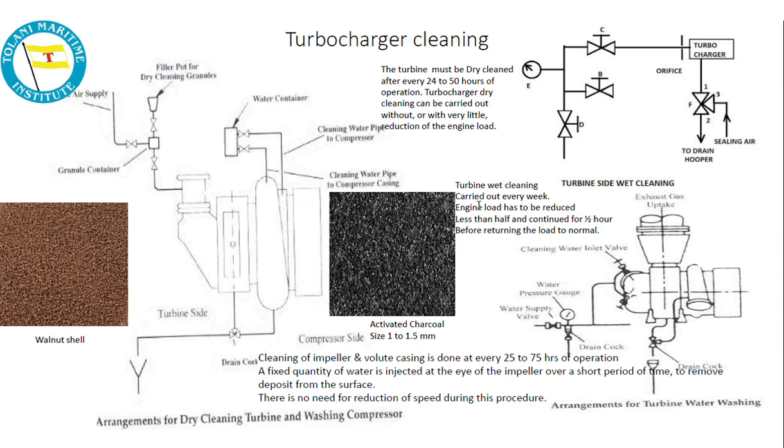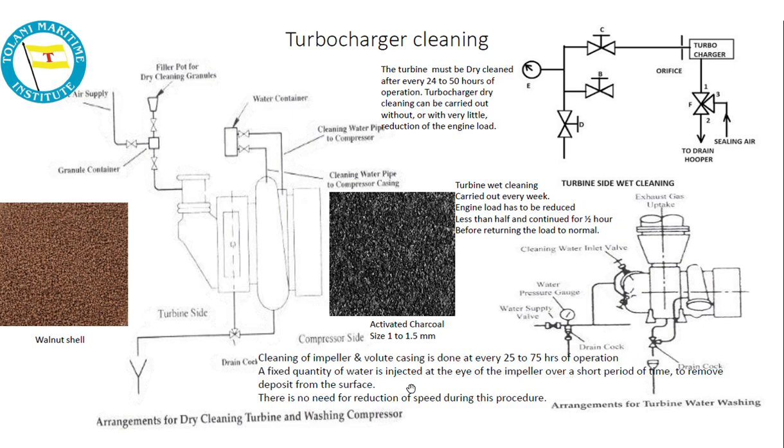Turbine wet cleaning is carried out every week. Engine load has to be reduced to less than half and continued for half an hour before returning the load to normal. Before returning the load to normal, we are doing this cleaning. Here you are inserting this walnut shell, as you must have done. Cleaning of the impeller and volute casing is done every 25 to 75 hours of operation.